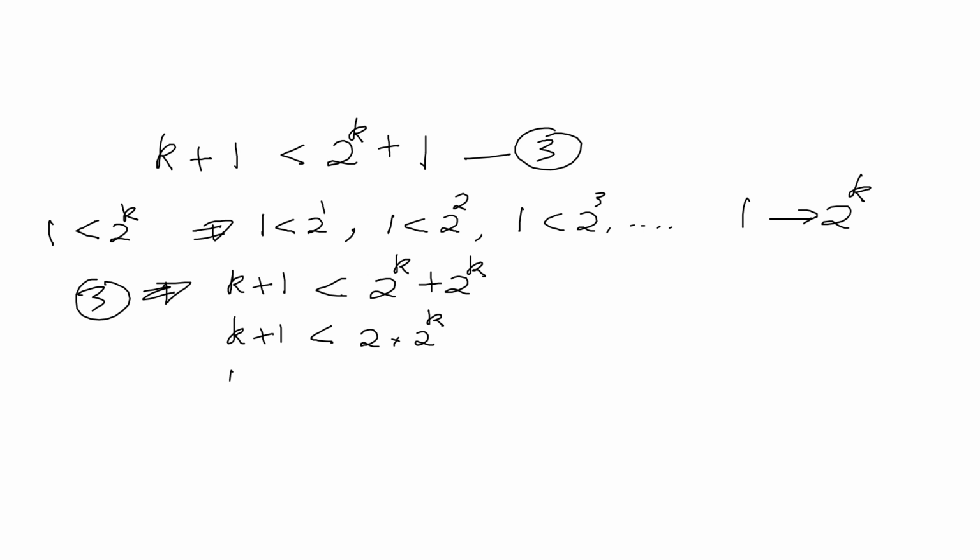Okay. Now k plus 1 less than this 2 means it is 2 to the power 1 only, right? So 2 to the power 1 plus k. Okay, so that means k plus 1 less than 2 to the power 1 plus k can also be written as k plus 1, right? So this is equation 2. This is what we wanted to prove.